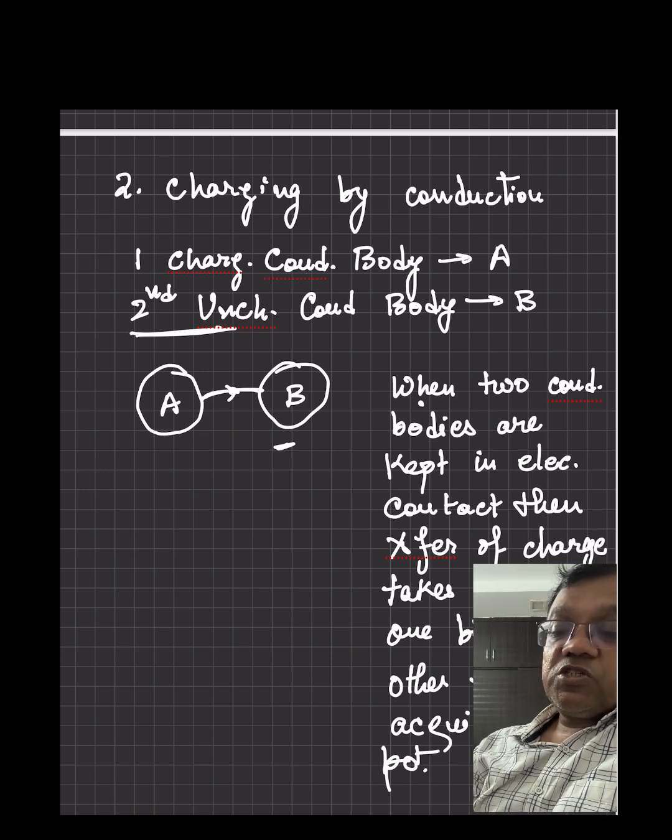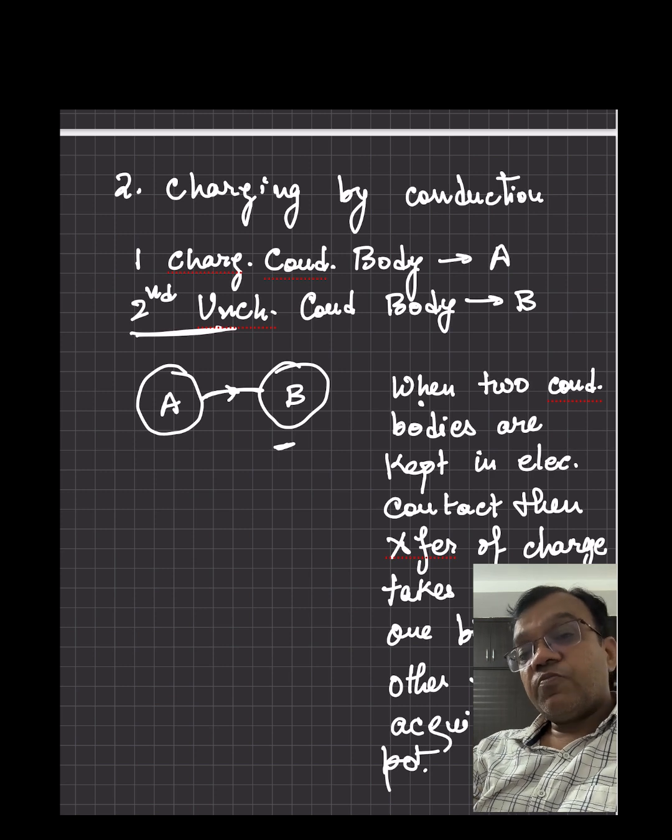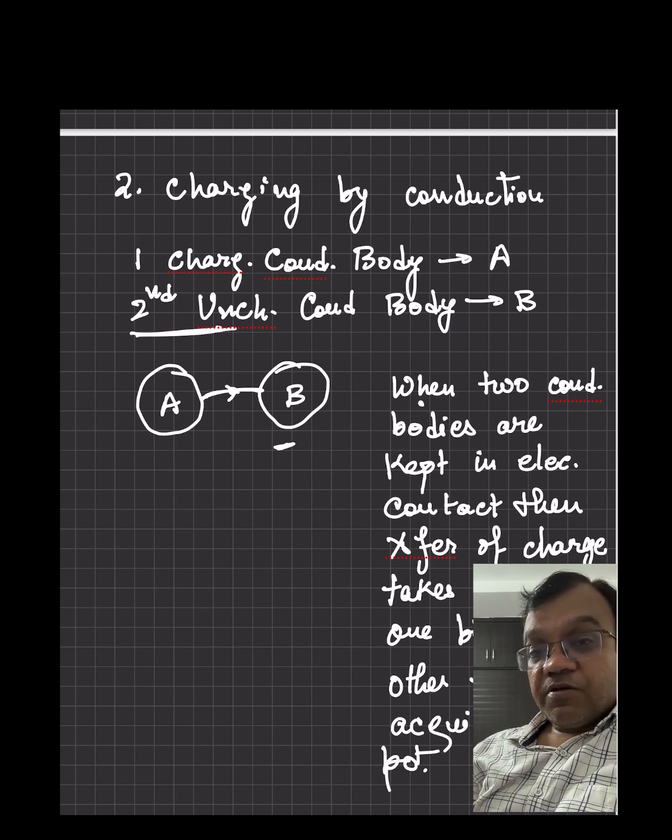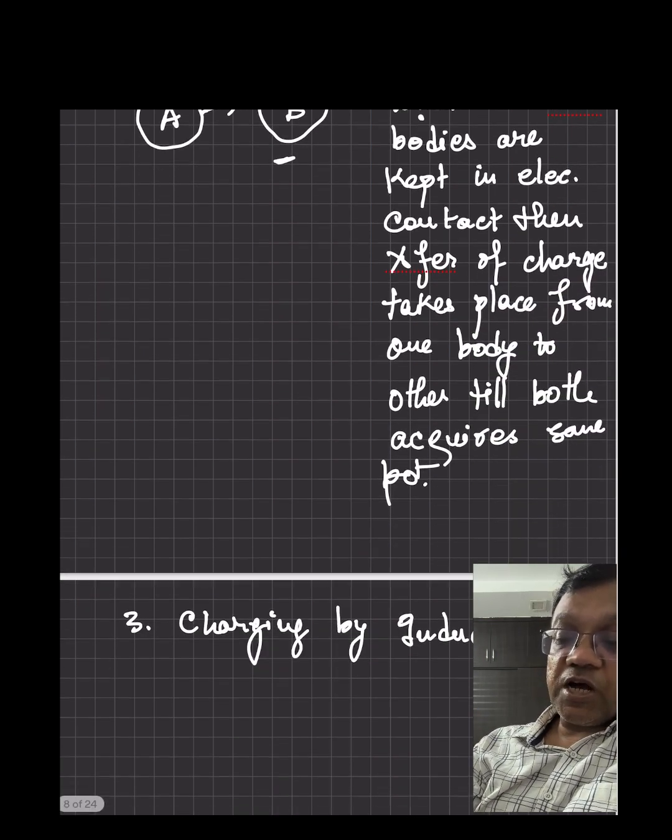This is the way in which we can charge one conducting object with the help of another conducting object. Remember, here both the objects must be conducting. One must be charged, the other must be uncharged.